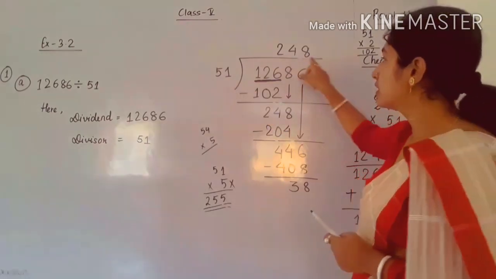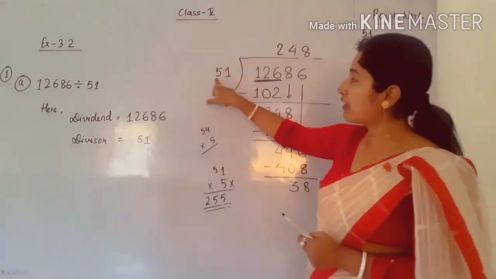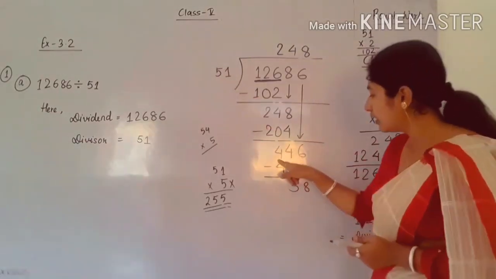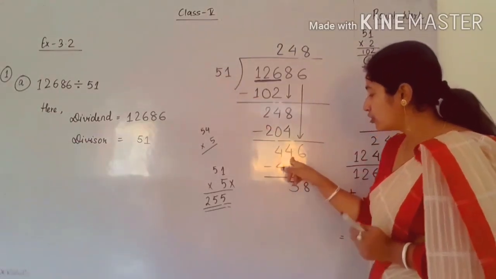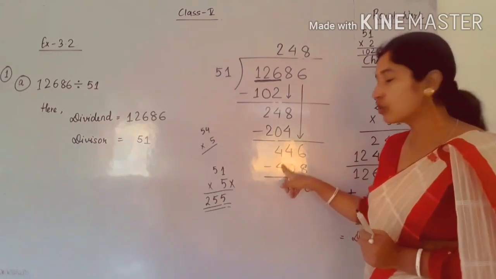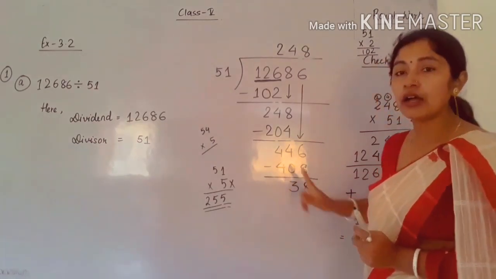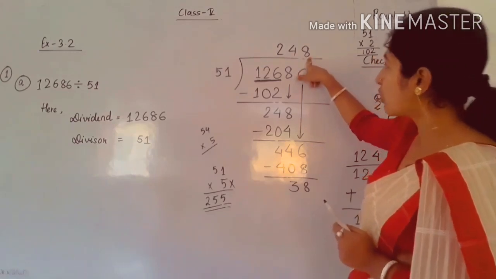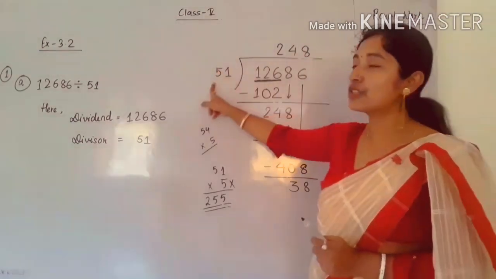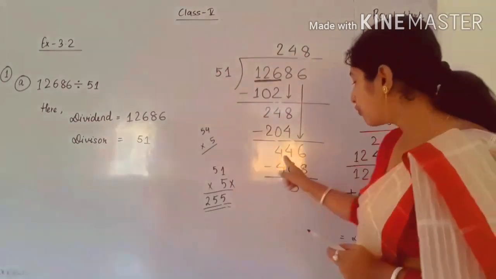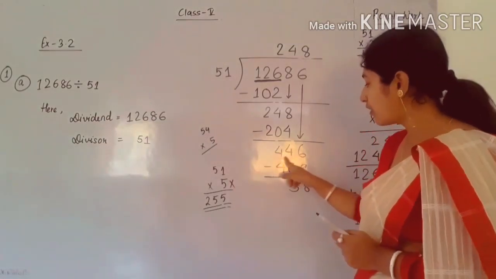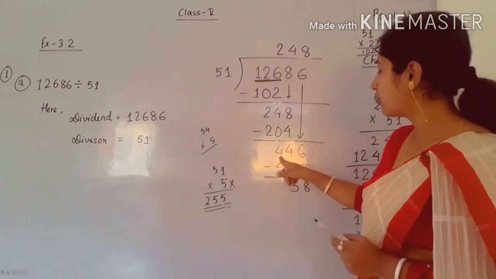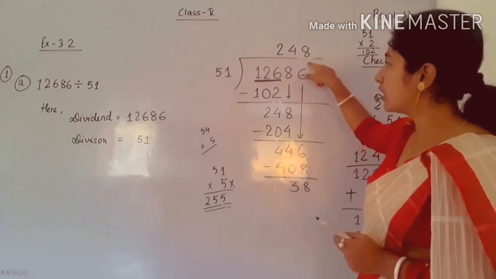So here, if you multiply 8 with the tens place, you get 8 fives are 40. This is 44, so 40 is less than 44. So you can take this number. Again, if you take 9 in place of 8, 9 fives are 45. 45 is bigger than 44, so we cannot take it.